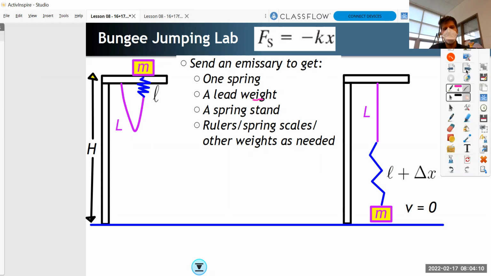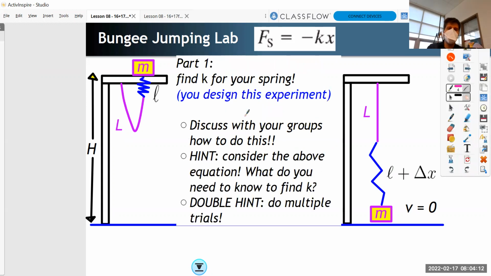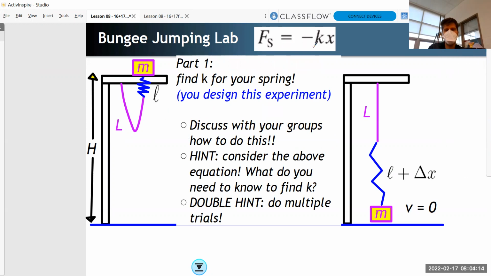All right. There's 2 parts to this lab, like I said. The first part is to find the K value for our spring. I am not going to tell you how to do this. I'm going to let you design an experiment. So we're going to take about 5 or 10 minutes here for you to have a little discussion with your groups about how you're going to find K.